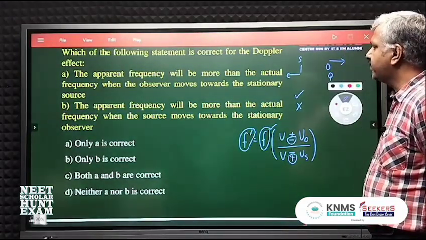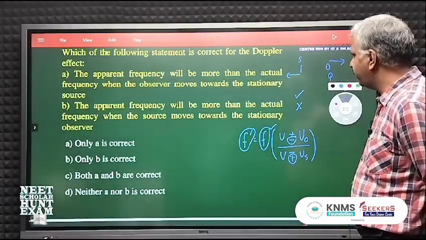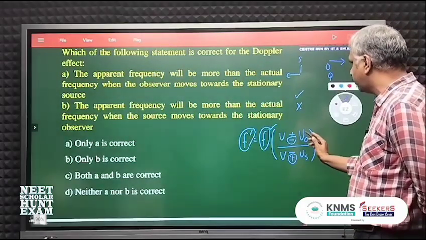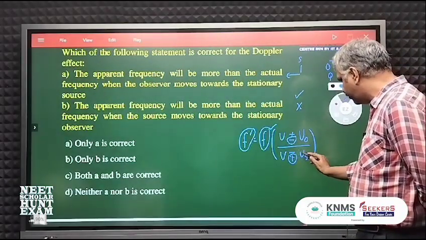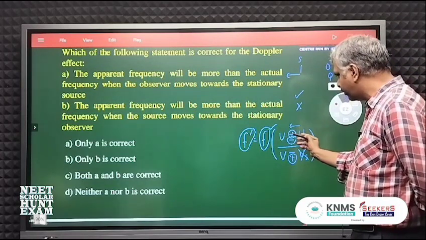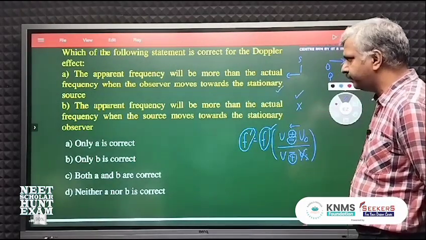Which of the following statements is correct for the Doppler's effect? The apparent frequency will be more than the actual frequency when the observer moves towards the stationary source. So the source is stationary, so this is 0. Observer is moving towards, so we have plus, because in the numerator we have plus, frequency will increase. So statement A is correct.